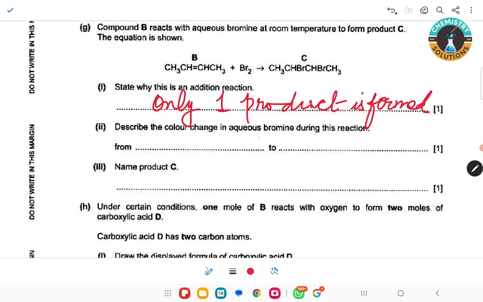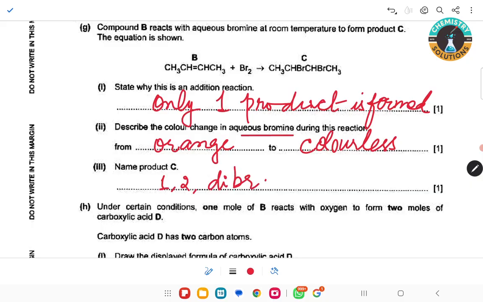Describe the color change in aqueous bromine. Aqueous bromine is orange in color. When we add it, the color of aqueous bromine will be decolorized. So orange to colorless. Name the product C. It is 1,2-dibromobutane: 1, 2, 3, 4.